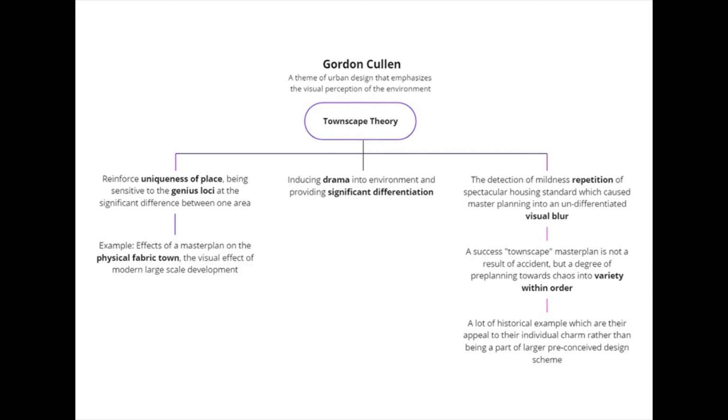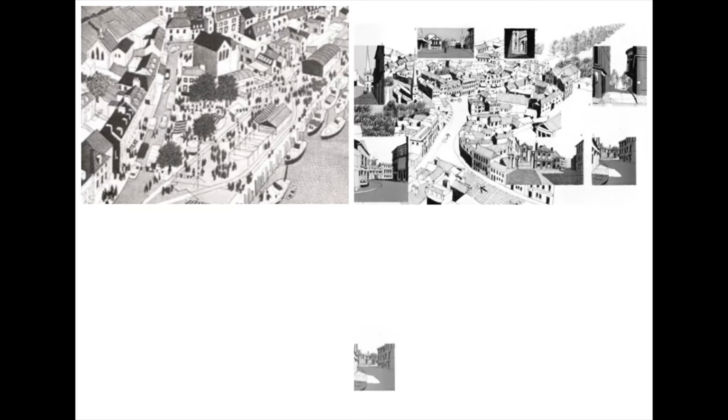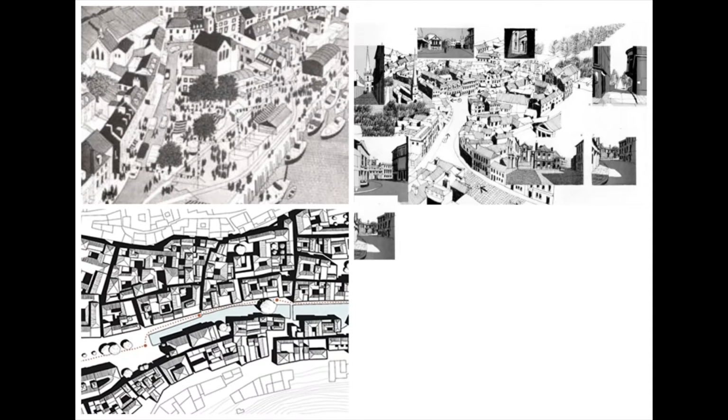All in all, townscape theory by Gordon Cullen is concerned with the optics of the user while walking through a town, the genius loci, the significance of differentiation and the ideal of variety within order in master planning. The significance of all this is that although the pedestrian walks through the town at a uniform speed, the scenery of the town is often revealed in a series of jerks or revelations. This is what we call serialization.